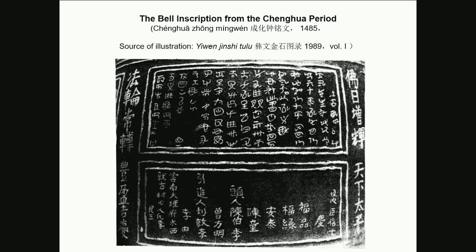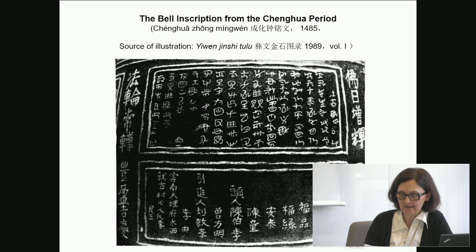The inscription, which is dated at the end of the 15th century, 1485, is made on a copper bell and is known as the bell inscription from the Changhua period. In Chinese, it's Changhua Zhu Minglan. It seems to be the oldest known Yi inscription, at least one with an attested date of origin.